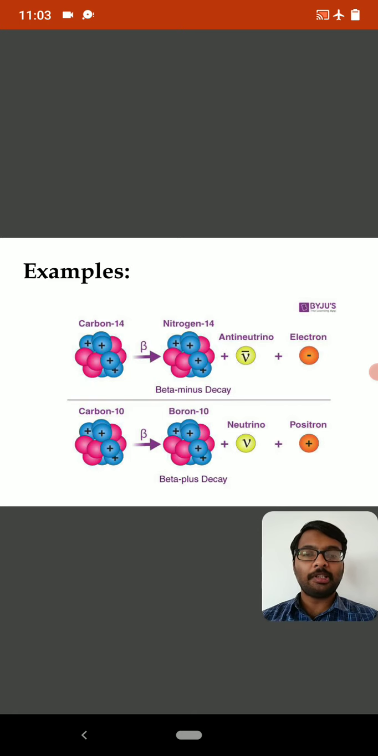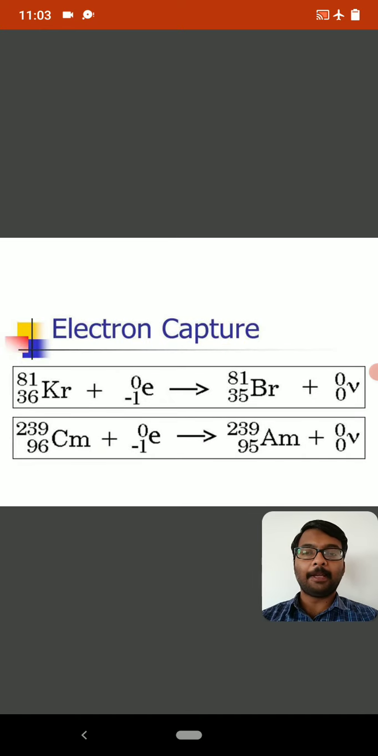So in this process, what happens? 6 protons has been reduced to 5 protons, whereas 4 neutrons has been increased to 5 neutrons. So neutron is increased by 1 unit and proton is decreased by 1 unit. So proton is converted into neutron with the emission of positron and neutrino. So this is the example for this beta plus decay.